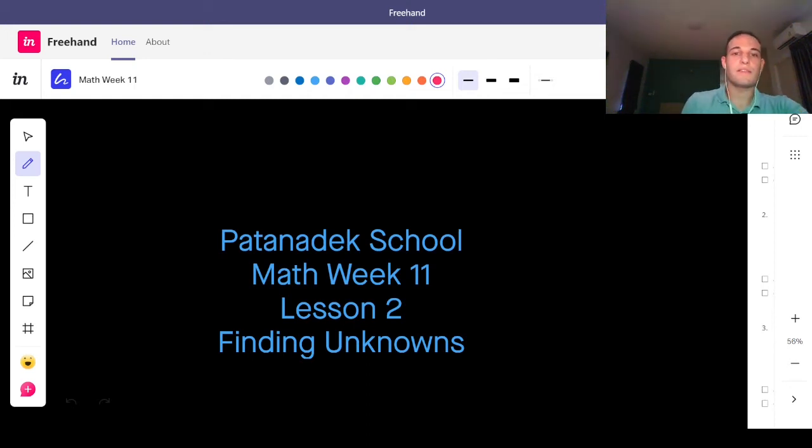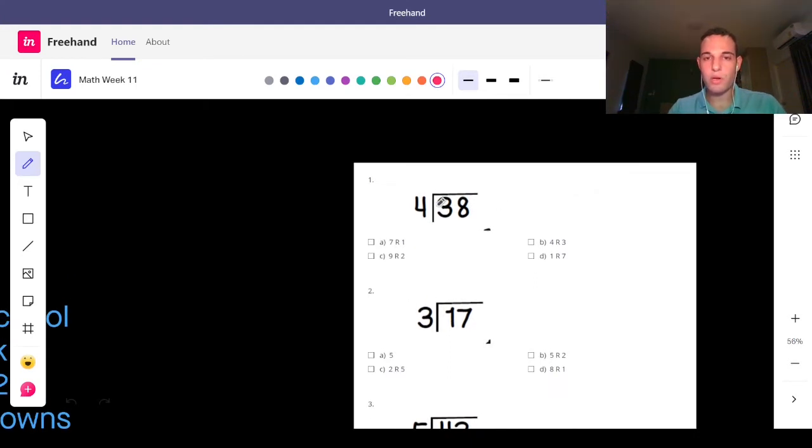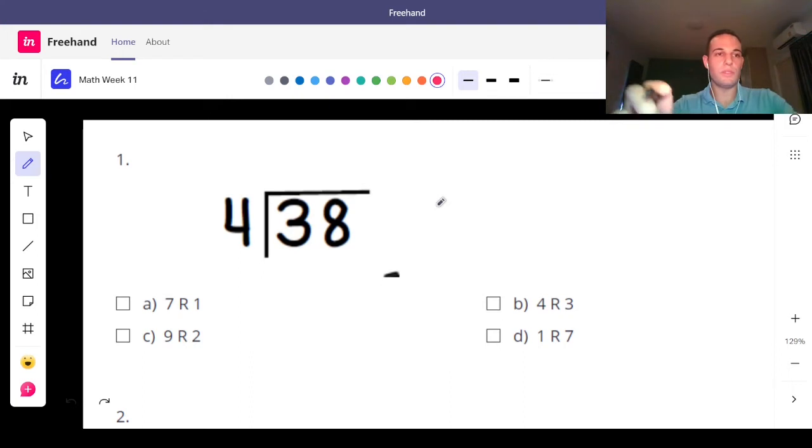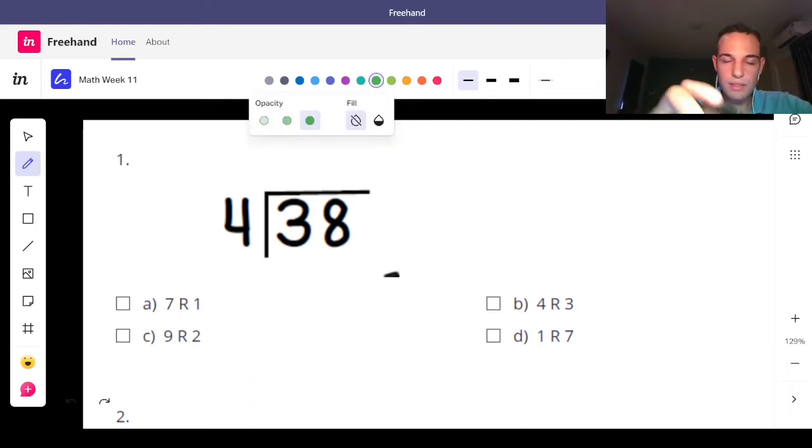Okay, class, it's time for lesson 2 of week 11. And today we are finding unknowns using division and multiplication. Let's get started. But first, we're going to review our homework. And we'll do this right now with the color green.